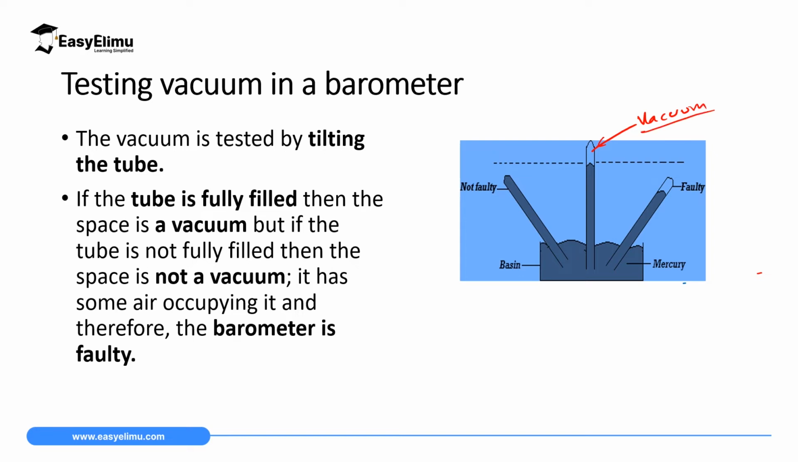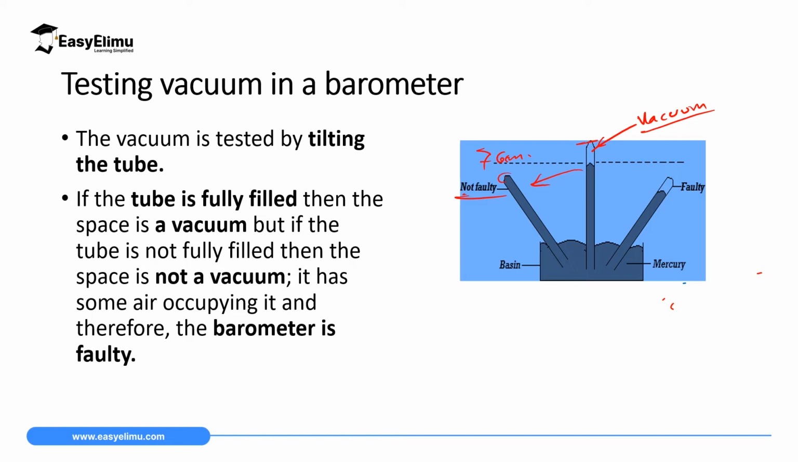Now we have to test if this space is indeed a vacuum. Remember, at sea level, the atmospheric pressure will support a height of up to 76 centimeters. So what you do to test if this space is a pure vacuum, you tilt your barometer until the far end of the tube is below 76. If it's below 76, the mercury should fill the tube because it's below the height which the atmospheric pressure can support. In this case, if it fills, you will say the barometer is okay and the space is a pure vacuum.